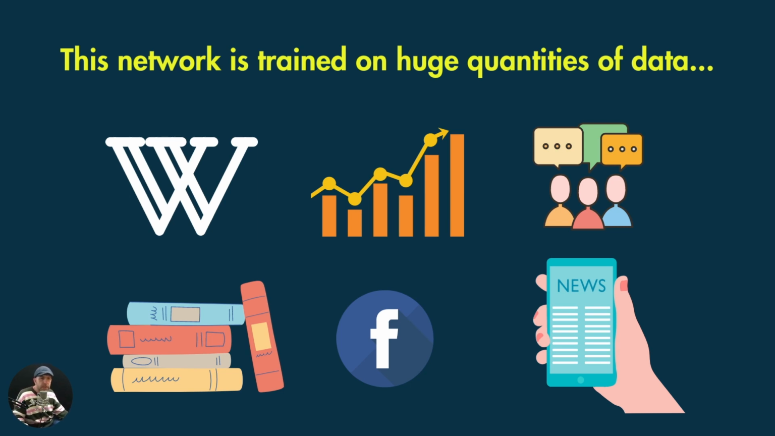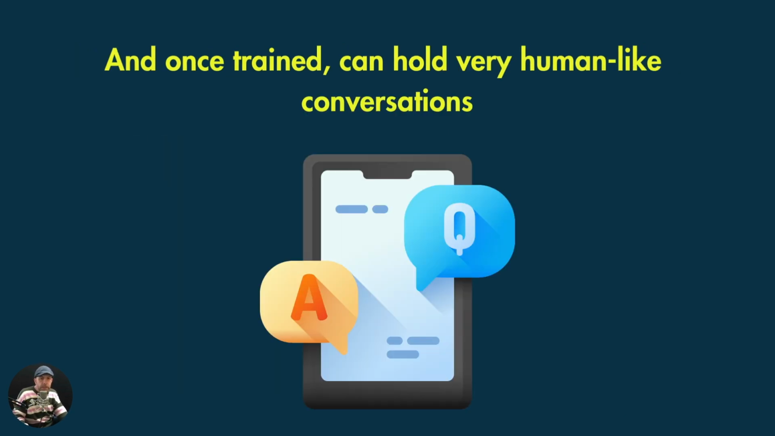So, ChatGPT has been fed data from a large range of online sources, including Wikipedia articles, digital copies of books, social media content, news articles, forum discussions. And once ChatGPT was trained on this data, it started being able to hold very human like conversations. And it started to be able to create very usable and very human like content.